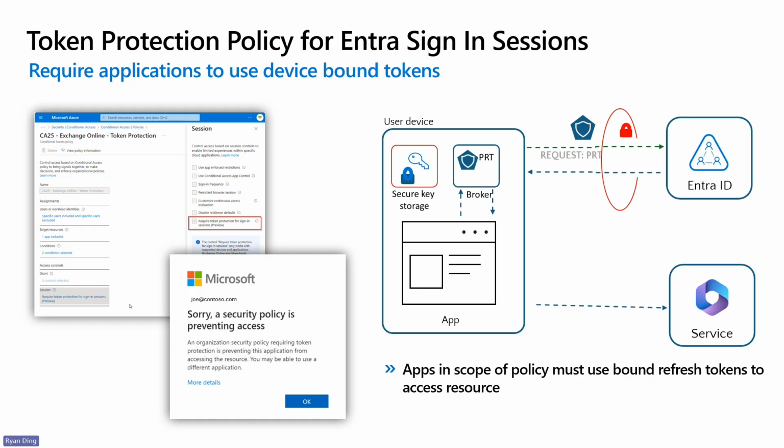As of today, we can enforce token protection policies on Exchange Online, SharePoint Online, and Teams. It is also supported by many M365 native applications. We do have a pretty comprehensive list in our Microsoft Learn documentation. I would caution customers that when you do turn this on, make sure you're only turning it on for the applications that do support it.